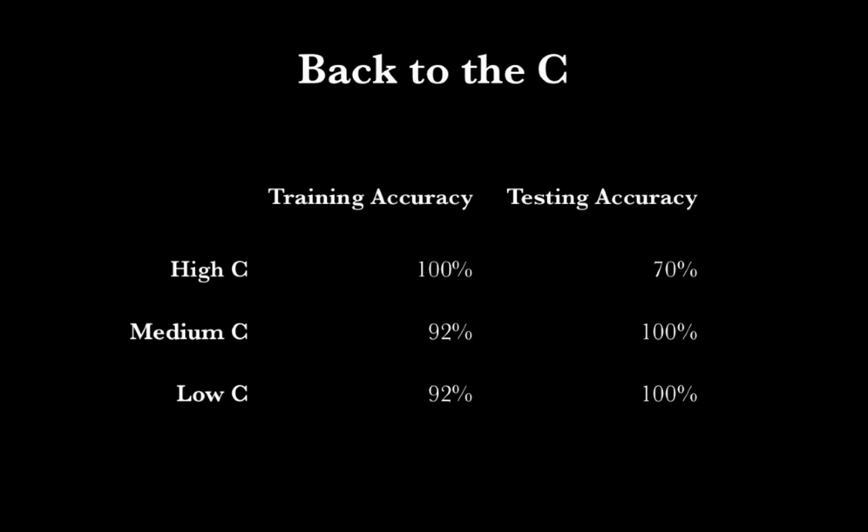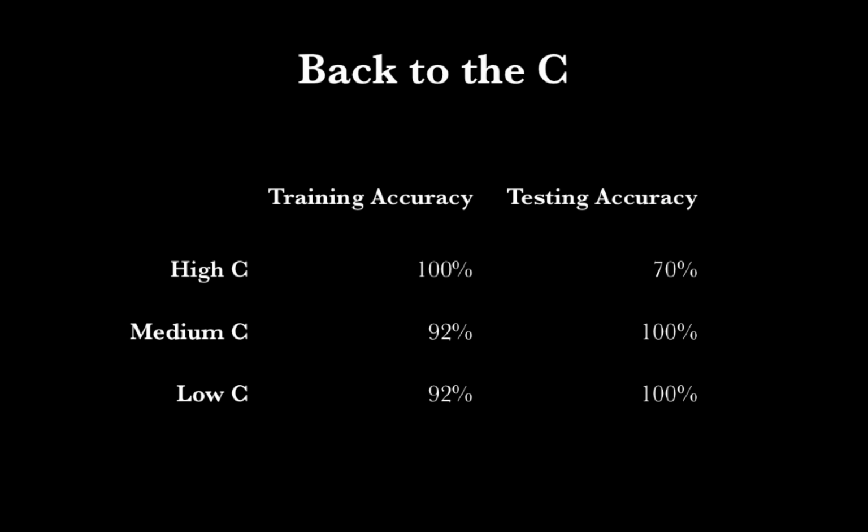At the end of this, we could make a table where we compare the training accuracies and the testing accuracies of the various C parameters. In our highest C case, we achieved perfect training accuracy, but we only achieved 70% testing accuracy. While as in the medium and low C cases, the training accuracy was a little bit lower. We weren't doing as much to fit the data that we already had, but the testing accuracy is much higher.